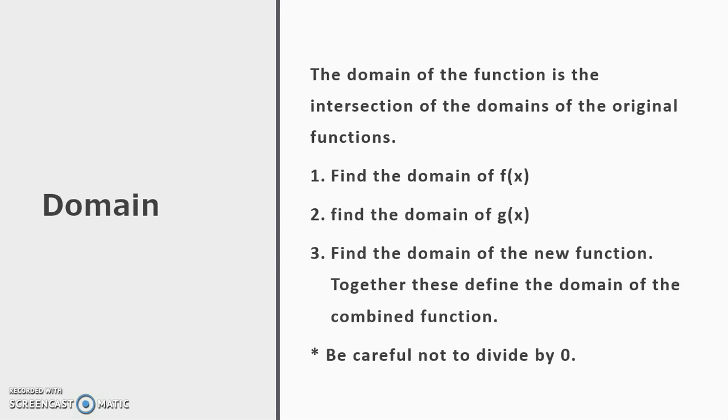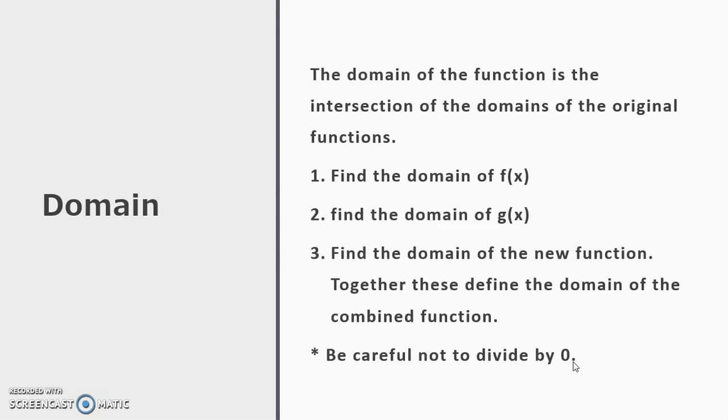Let's take a look at how to find the domains. Your book is going to tell you that the domain of the functions is the intersection of the domains of the original functions. So basically this means find the domain of f of x, then find the domain of g of x. Put them together, and that's going to be the domain of the new function. There's just one thing you need to be careful about. When you're dividing f divided by g or g divided by f, watch out for zeros in the denominator. So be careful about what would make the function in the denominator 0, because that's also going to need to be pulled out of the domain.